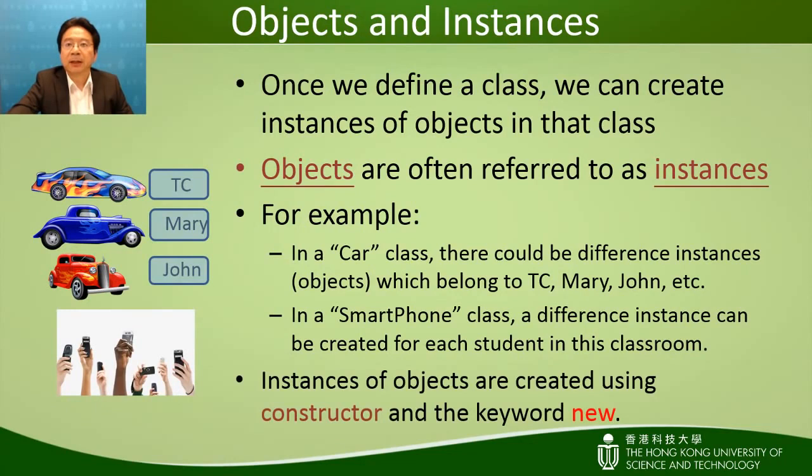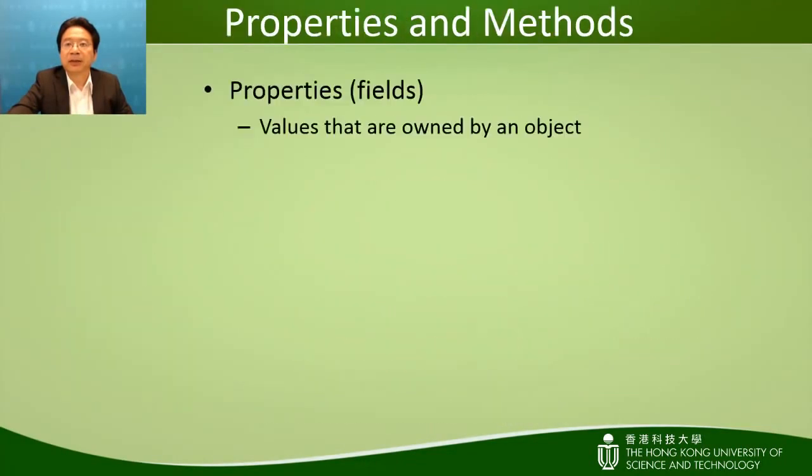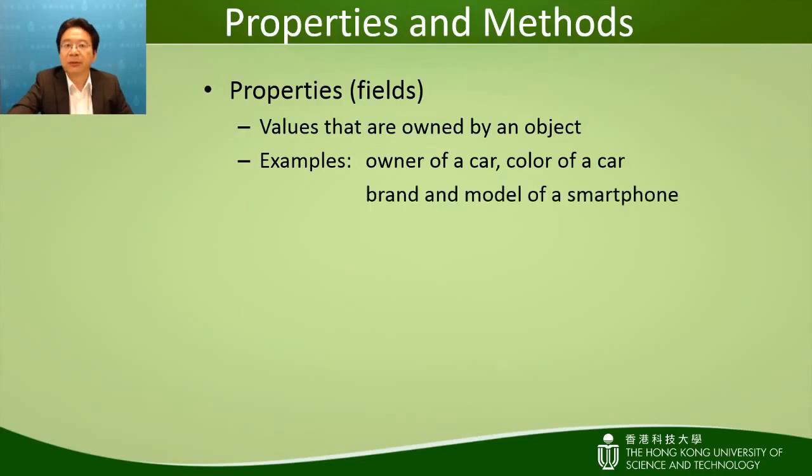As I mentioned, a class acts as a template or blueprint for an object. The definition of a class needs to capture two main characteristics: the state and properties of an object in the class, which is often referred to as a field. For a car object, the fields could include the name of its owner and its color or locations. For a smartphone, its brand and model, such as iPhone 5S or Samsung Galaxy S5. They could be stored in the object's fields.